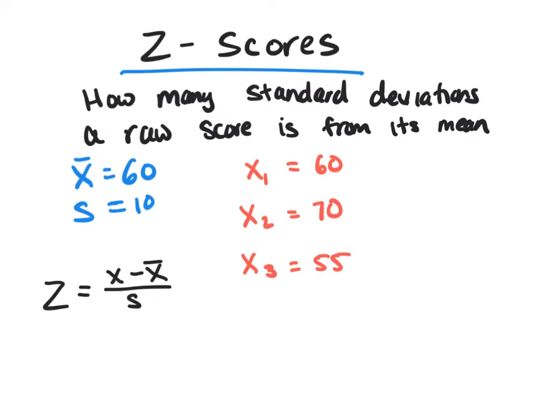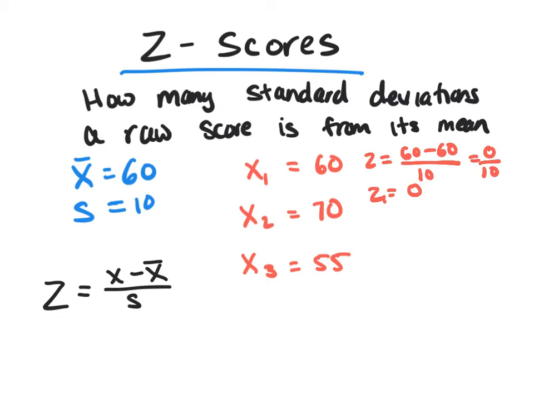The z-score is computed as raw score minus the mean score, divided by the standard deviation. So let's take a look at person 1. Their z-score is equal to their raw score of 60 minus the sample mean, which was also 60, divided by the standard deviation, which was 10. So we get 0 over 10. This person's z-score, therefore, is 0. The z of person 1 is equal to 0.